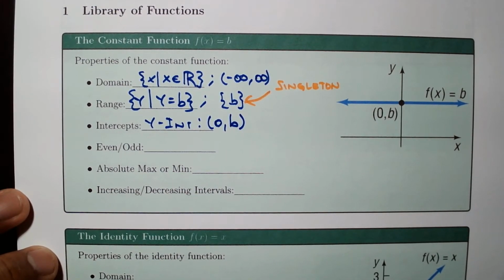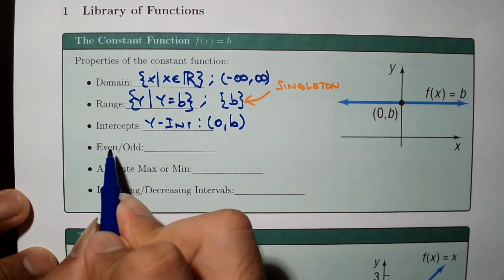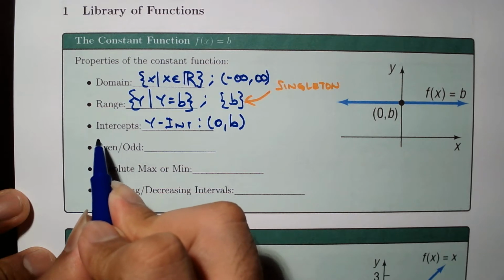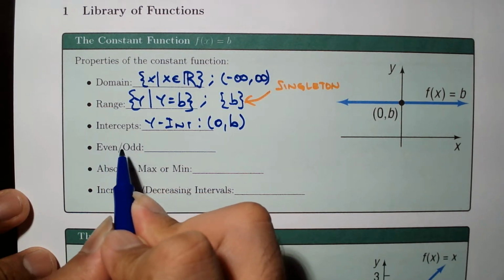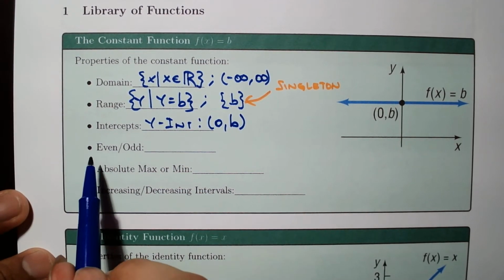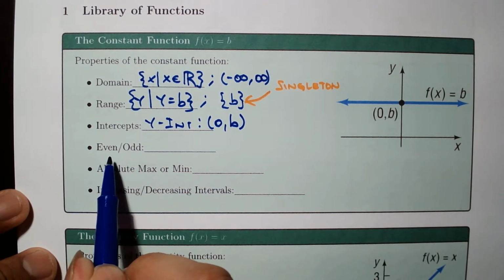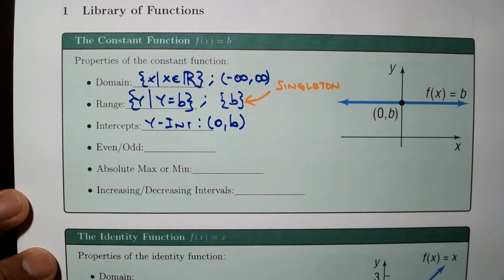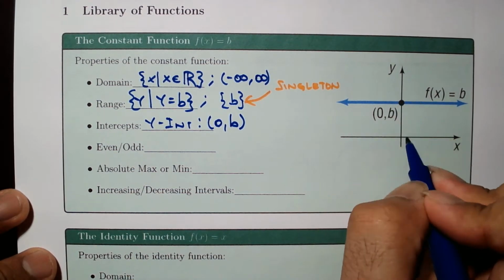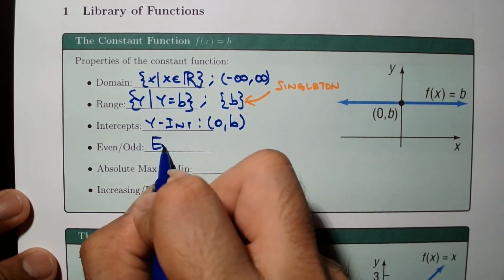The question is, is the function even or odd? Let's recall the definitions of even and odd. A function is even if the graph of the function is symmetric about the y-axis, and the function is odd if the function is symmetric about the origin. Again, the parity of a function is either one or the other. There's no such thing as a function being both even and odd. In this case, this is symmetric about the y-axis, so the function is even.